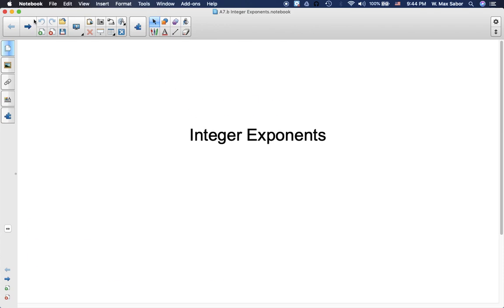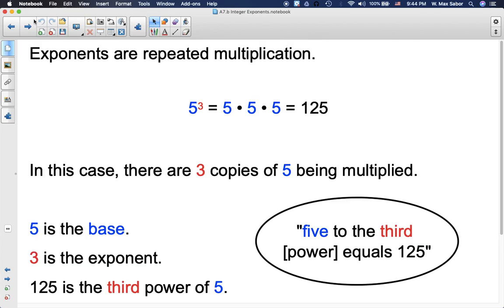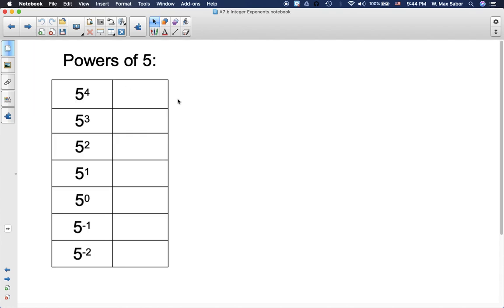Integer exponents. Exponents are repeated multiplication. 5 to the third equals 125, which we got from 3 copies of 5, 5 times 5 times 5. 5 squared is 5 times 5, which is 25. 5 to the first is 5.